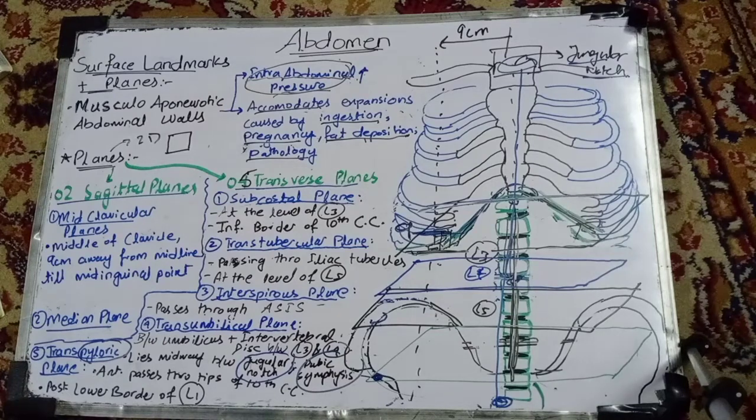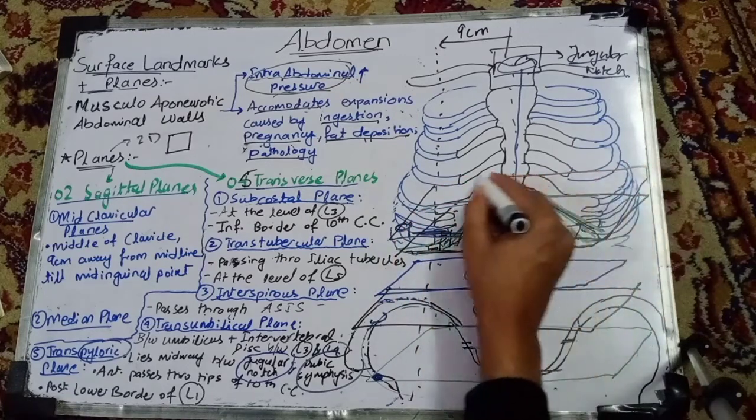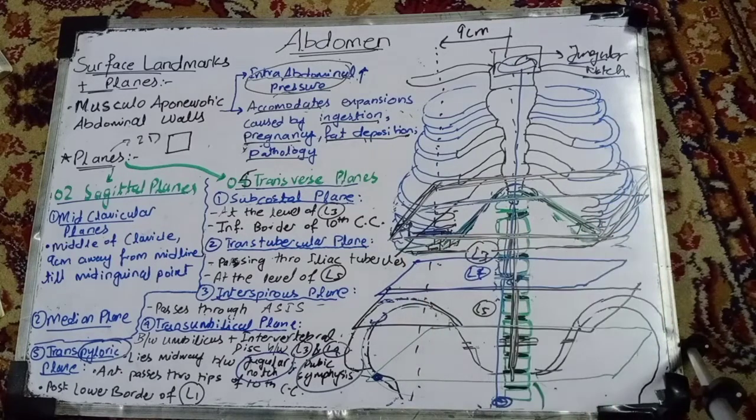Anteriorly it passes through the tips of the 10th costal cartilage, and posteriorly it lies on the lower border of L1. So if I demarcate here, if you can see, this will be the transpyloric plane, okay. This will be the transpyloric plane, okay.